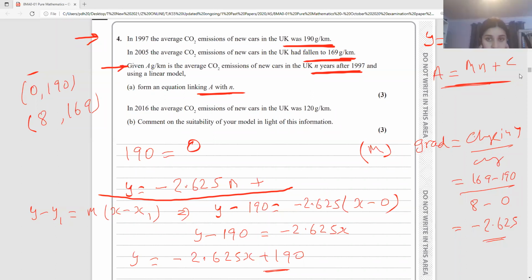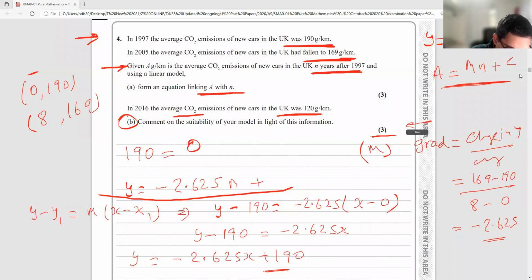Can I ask you to write B? They ask you, in 2016, the CO2 emission of the new car was 120 gram per kilometer. Now, if it is only a 1 mark question, you should have done it and written down your comment, because it's a 3 marks question.